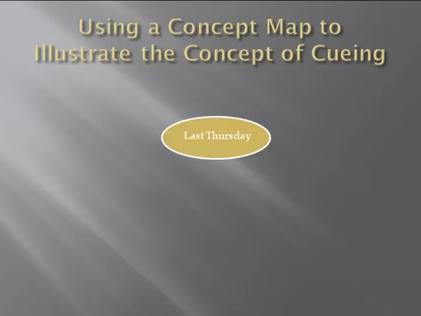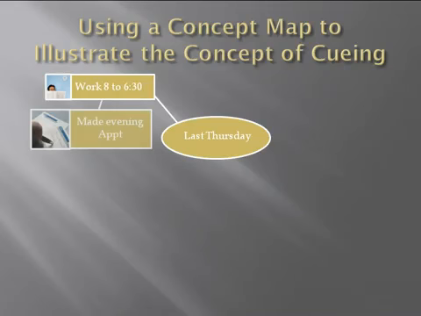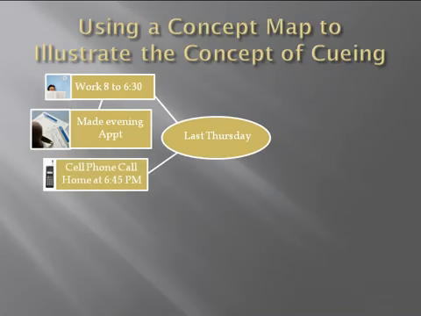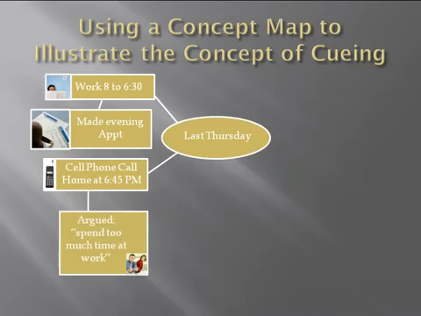I started with, on last Thursday, looking at my day planner, I worked from 8 until 6:30. I remember that I made an evening appointment, and that meant I needed to make a cell phone call home. Looking at my cell phone, I saw that I did that at 6:45. I remember now that I spoke to my wife, and we argued about me spending too much time at work.